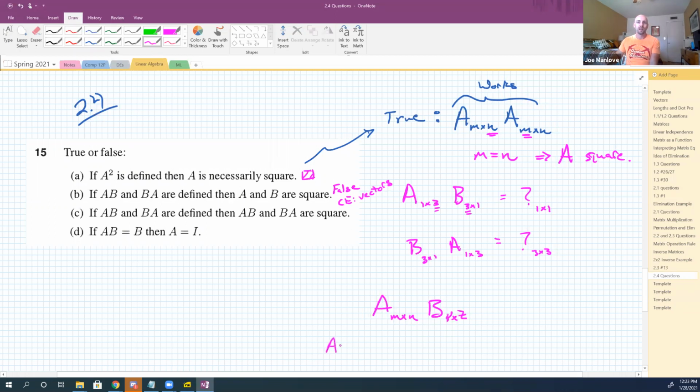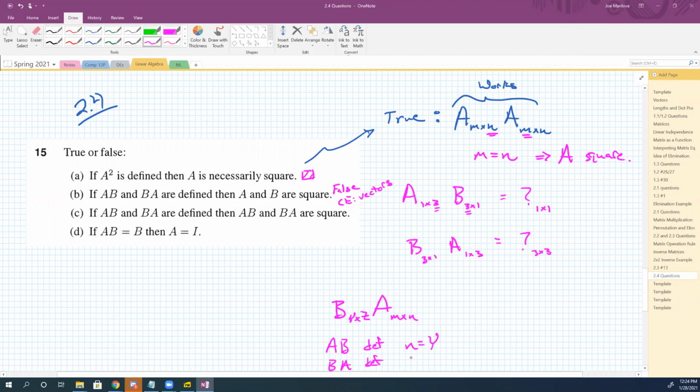Right? So if AB is defined, that means that n has to be y. If BA is defined, that means what? That'd be this one. What does that one give you? Z equals M. Okay, that'll tell you that Z has to be M.